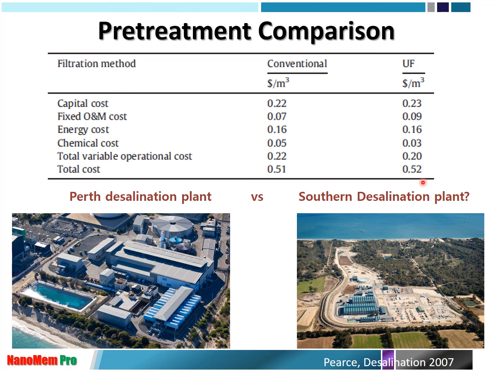In fact, the total cost is $0.51 per cubic meter using dual media filtration pretreatment, and with ultrafiltration pretreatment, 0.52 kilowatt hour, $0.52 per cubic meter. So in Australia, we are very fortunate. We have two desalination plants in Perth, Western Australia. There is the Perth desalination plant, and then 100 kilometers down, we have the Southern desalination plant.